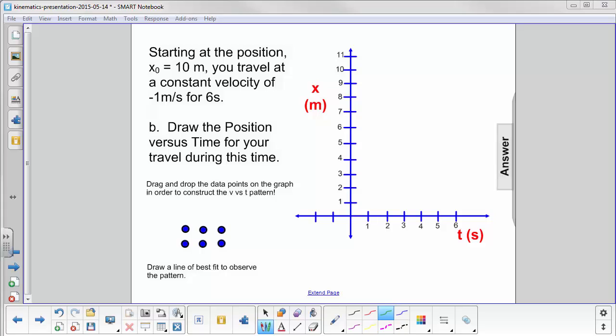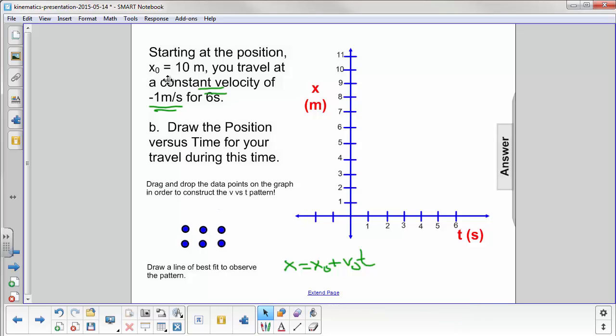Let's draw another position time graph, but we're going to change it up just a little bit. In this case, we're going to have a negative velocity. It's still going to be constant, so I can still just use part of the second kinematics equation. x is x0 plus v0t plus 1/2 at squared, but a is equal to 0, so we're just left with this. So let's see where we put the points.